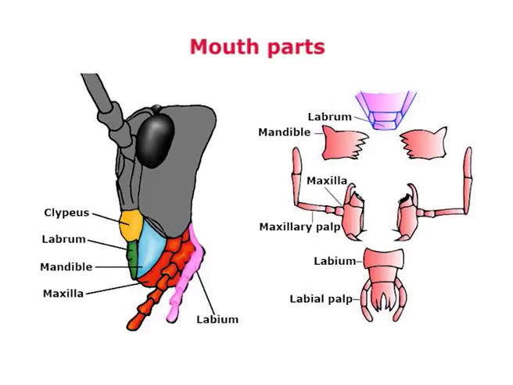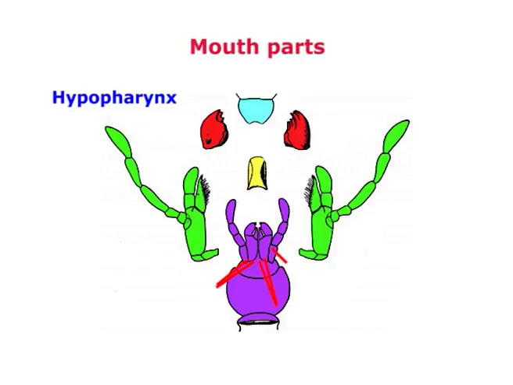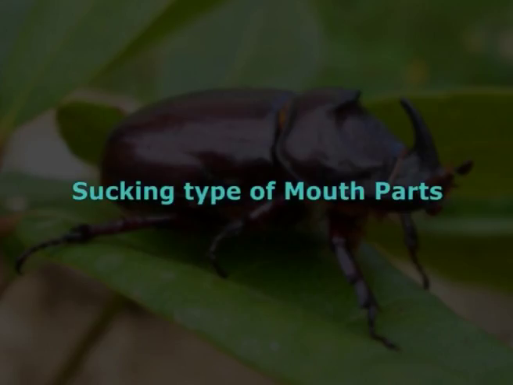Labium. It is known as the lower lip and is also called as second maxillae. It closes the mouth cavity from below. It is divided into proximal prementum, central mentum, and distal submentum. Hypopharynx. It is a tongue-like structure situated between labrum and labium, and ducts of salivary glands open on or near its base.